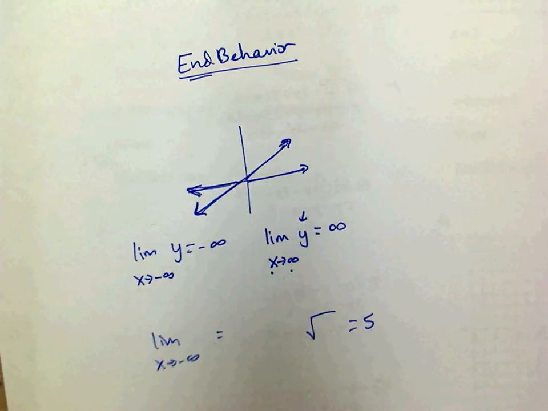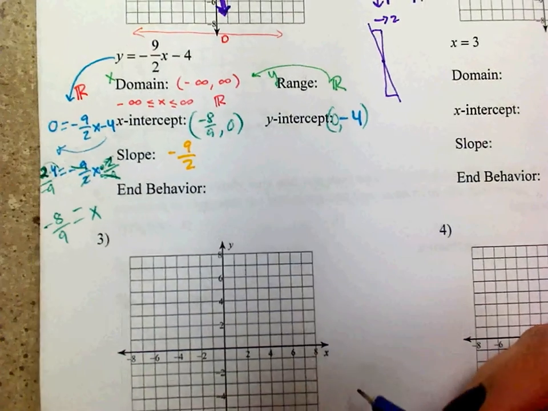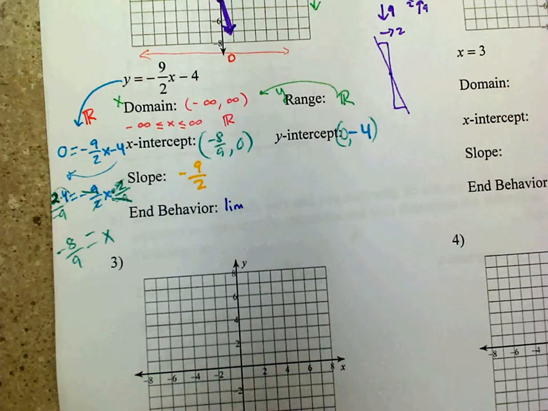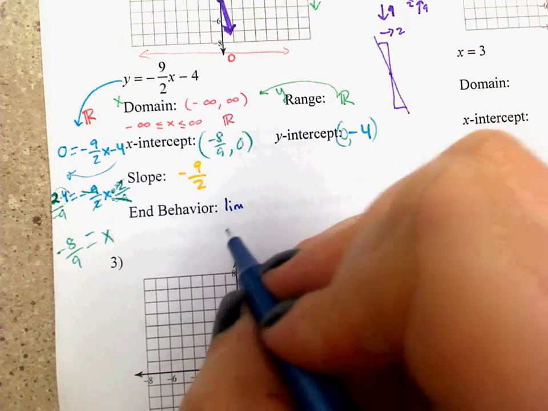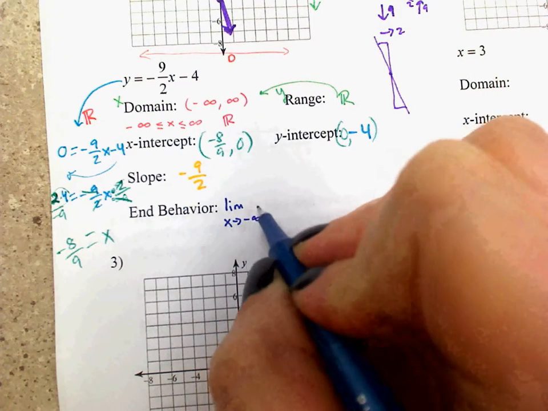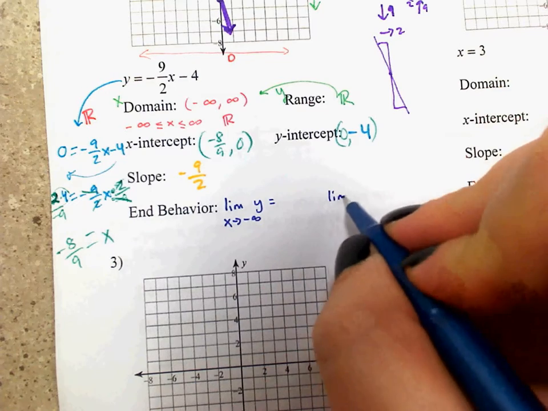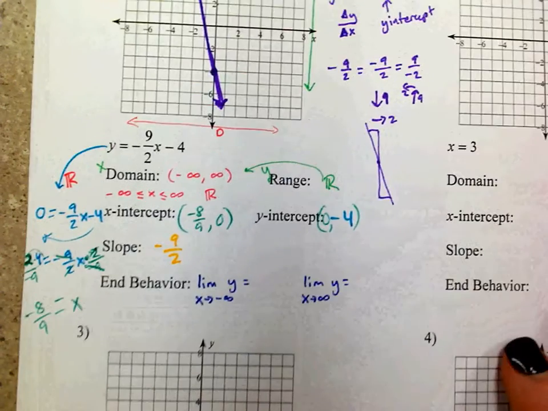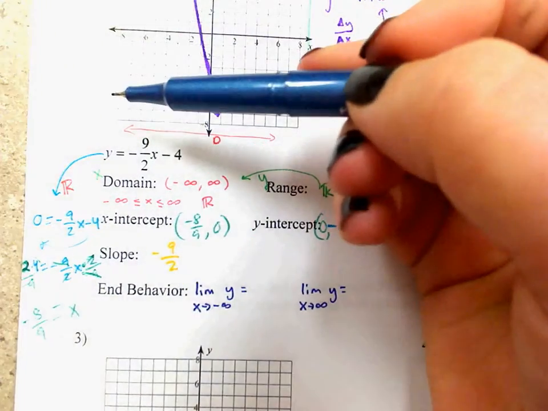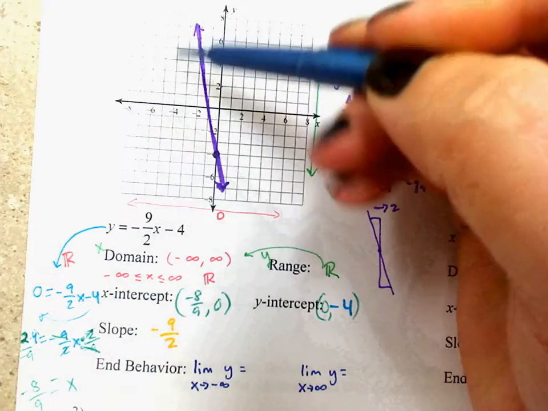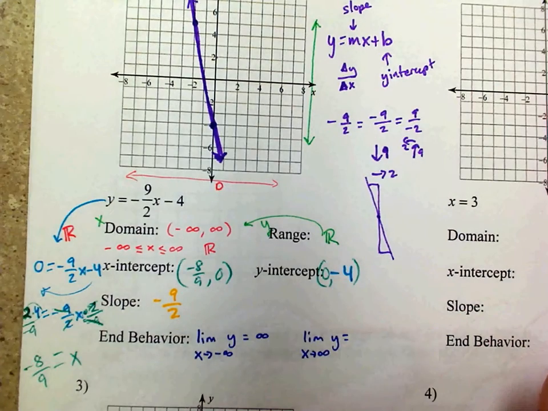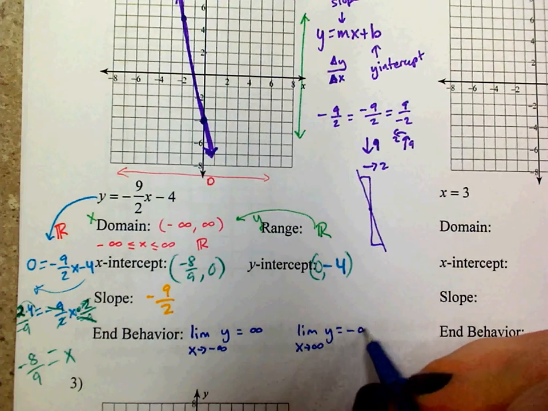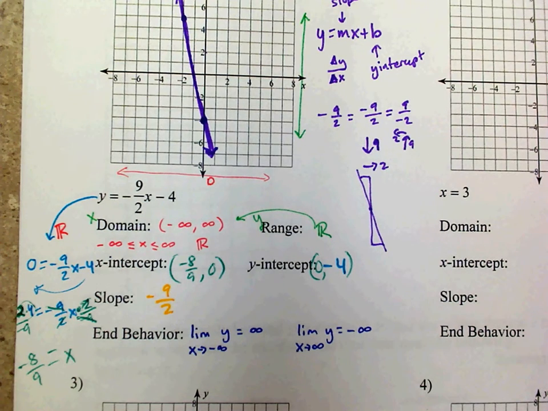So the end behavior on this one would be the limit as x approaches negative infinity of y equals, and the limit as x approaches positive infinity of y equals. So on this one, as x goes to negative infinity, where's the function going? As x goes to the left, the function's going up, so that would be positive infinity. As x goes to the right, where's the function going? Down, so that would be negative infinity. And there you go. Okay? Let's move on to number 2.